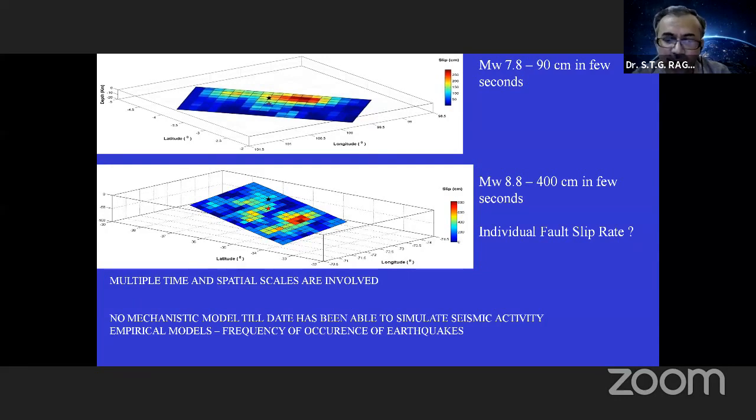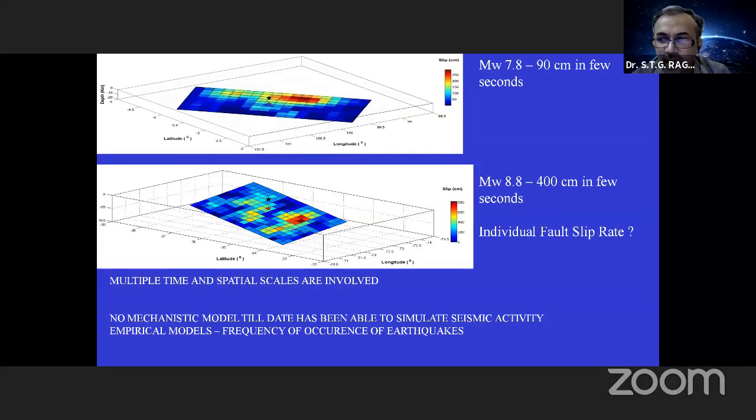For 8.8 magnitude, say 400 centimeters gets released in a few seconds in a small fault in the Indian plate itself. So if you can see, our Indian plate velocity is 5 centimeter per year, and 8.8 magnitude is 400 centimeters in a few seconds, or 90 centimeters for 7.8. If you divide 90 by 5, you can see that the Indian plate has worked hard for 18 years, and this energy gets released in a few seconds and in a very small zone in the plate itself.